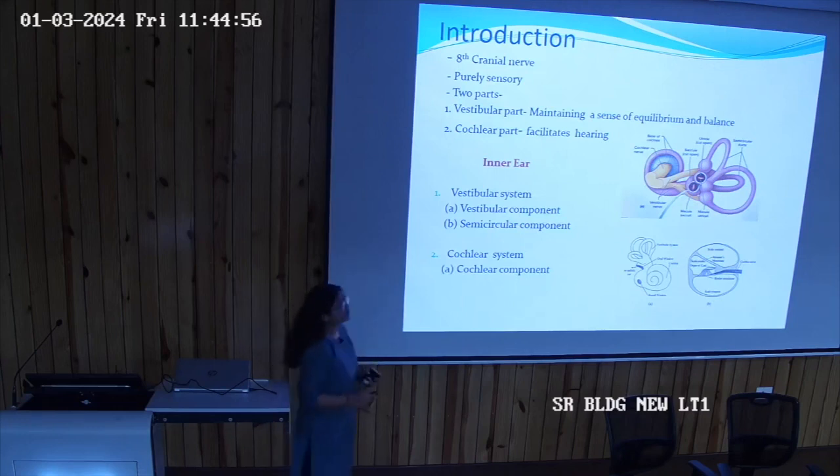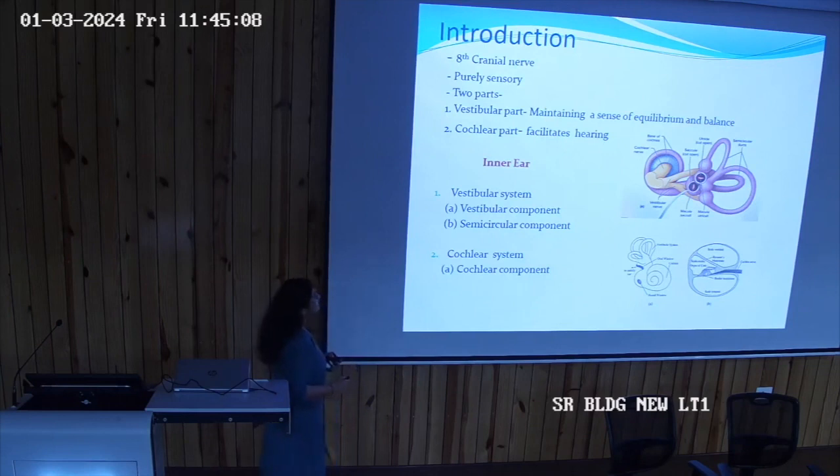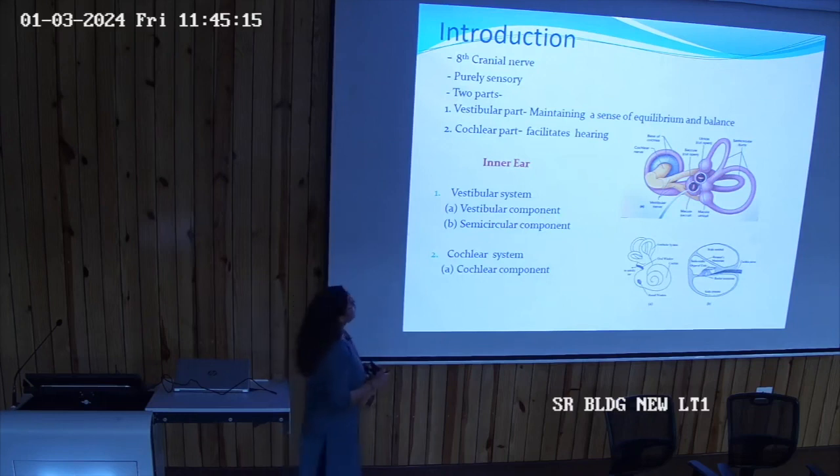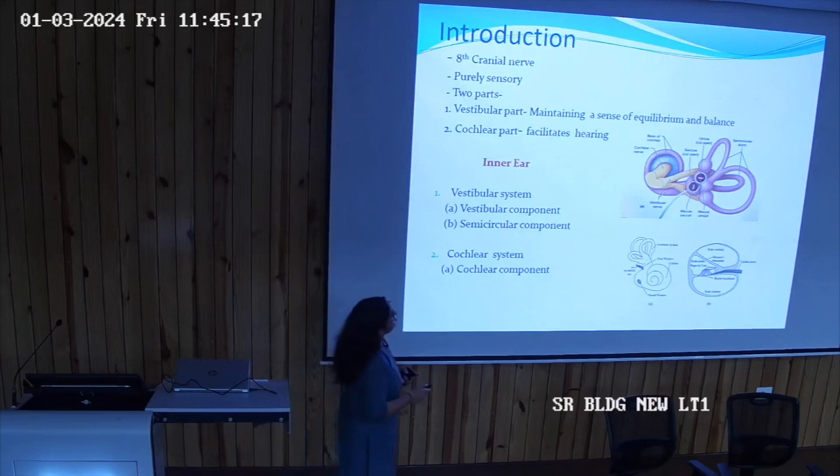Now, before proceeding to talk about the vestibulocochlear nerve, we will have a brief introduction about the inner ear. On the basis of function, the inner ear is divided into 2 parts. First is the vestibular part, and second is the cochlear part. The vestibular part has 2 components, the vestibular component and the semicircular component. The vestibular component is further divided into 2 more parts, which are the saccule and utricle, while the semicircular component has 3 semicircular ducts which lie perpendicular to each other, and inside the semicircular ducts are the semicircular canals.